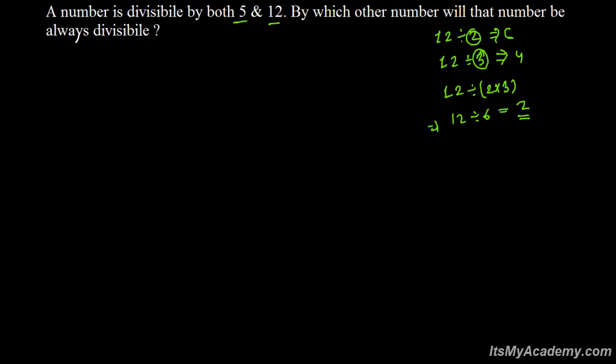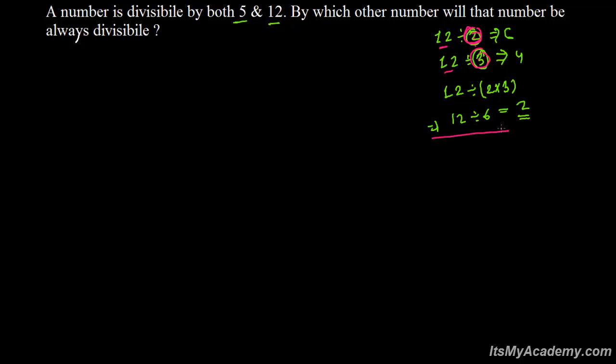That was the property that we learned: if 12 is being divided by one number, and the same number 12 is divided by another number, then 12 will be divided by the product of these two numbers also.